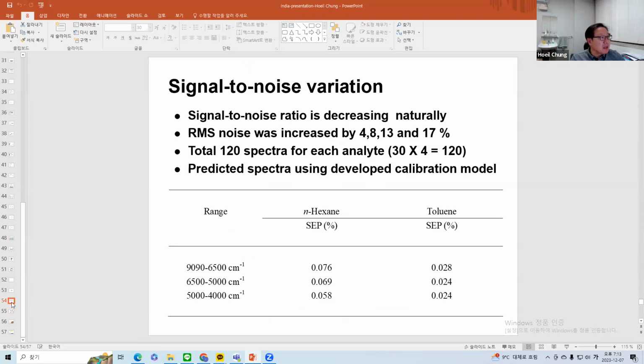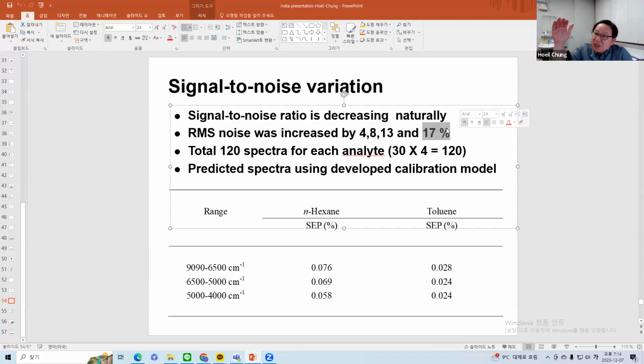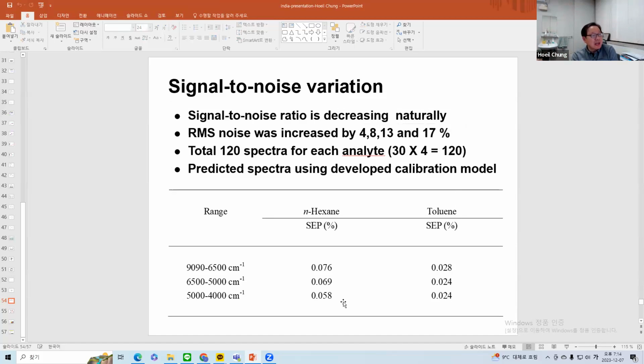Also, I changed the signal to noise variation. As I mentioned, we have 3 ranges here. I intentionally increased the noise, lowering the signal to noise ratio by 4, 8, 13, 17 percent, artificially. I'm simulating an actual case, where your spectrometer signal to noise ratio can slowly get worse, because the intensity of your light bulb may be decreasing, or the performance of your spectrometer is decreasing, so the noise will be increasing. So once again, we artificially increased the RMS noise by 8, 13, 17 percent, and this is what happened.